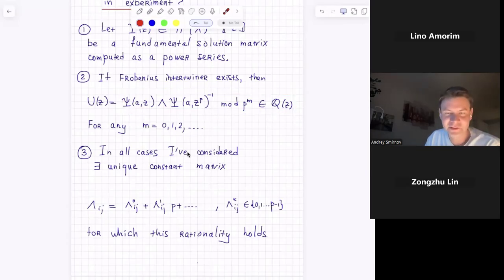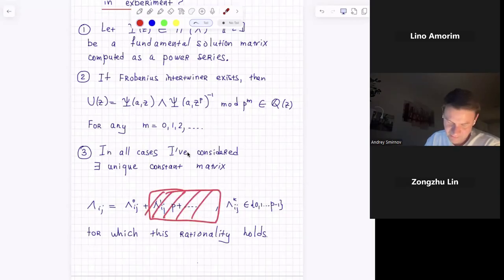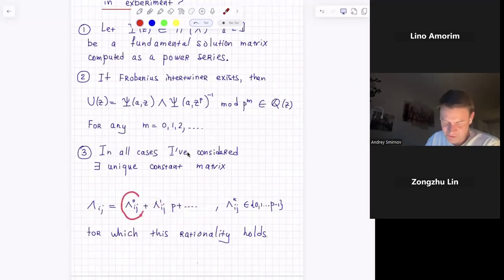And in practice, it works as follows. Suppose you want to check this rationality modulo p to the power 1. Well, then all the higher coefficients which appear here in this constant matrix, modulo p, they don't play a role. And you only have finitely many choices for these coefficients for the zero term here.